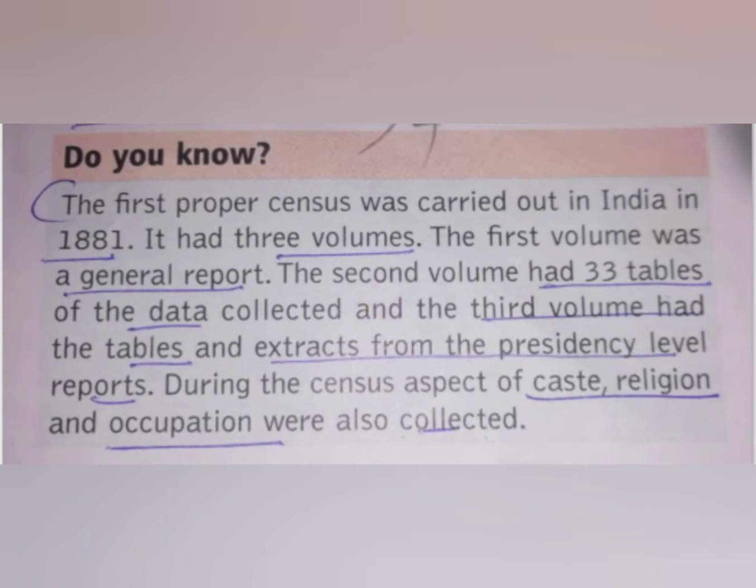Do you know, friends, in our textbook there are some facts. Come, let us see the facts. The first proper census was carried out in India in 1881. It had 3 volumes. The first volume was a general report, the second volume had 33 tables of data collected, and the third volume had tables and extracts from presidential level reports.